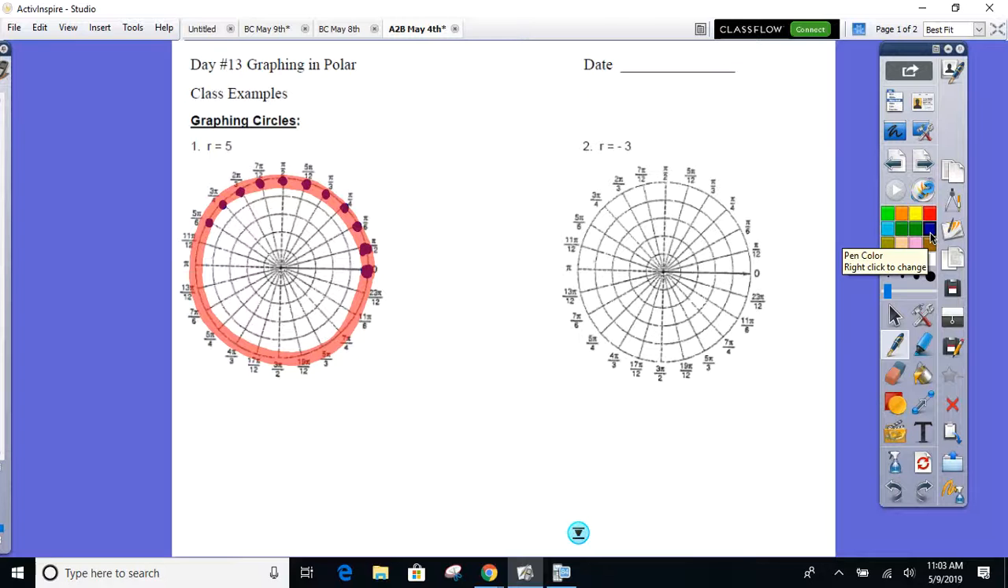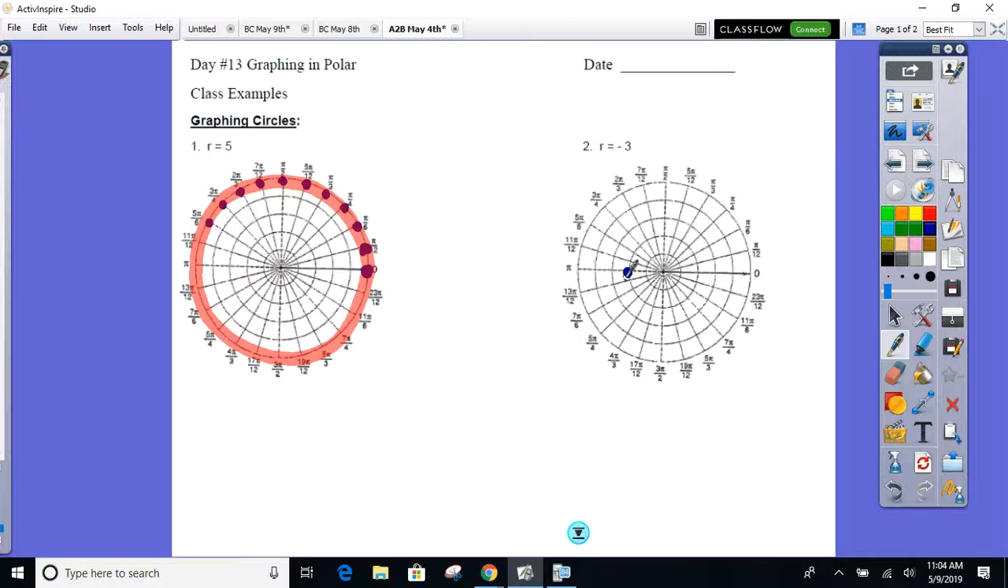All right, what if I change it to a negative now? I'll let you guys finish graphing r equals 5, the big circle around. R equals -3. Ready? So at 0, I'm going to go 3 units. But anybody remember if the r value is negative, what do I do? You go opposite, right? Okay, so if I'm at 0, I go opposite and still go 1, 2, 3.